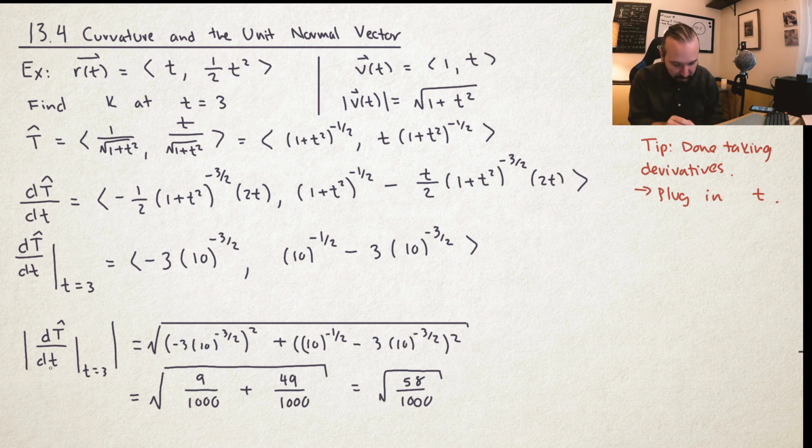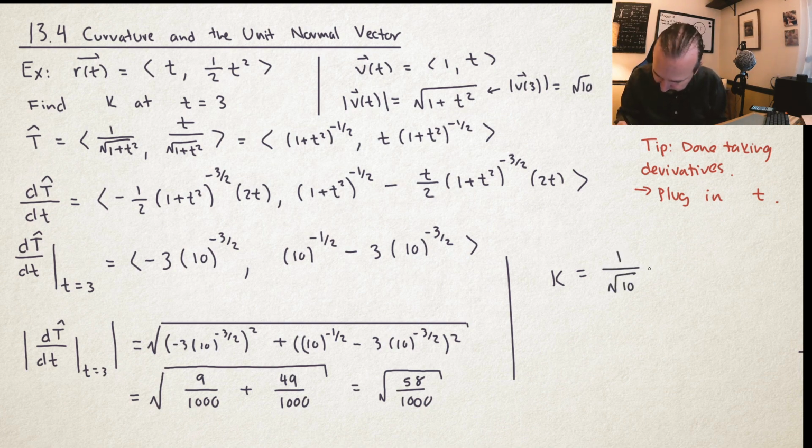So now we got d big T, d little t. Also, let's just jump back up here really fast. So the magnitude of v at time 3, I think that's pretty easy to see. If I plug this in, I'm going to get the square root of 10. So this is it. We've done it. Kappa here will be 1 over the magnitude of v, that's the square root of 10, times the magnitude of d big T, d little t, the square root of 58 over 1,000.